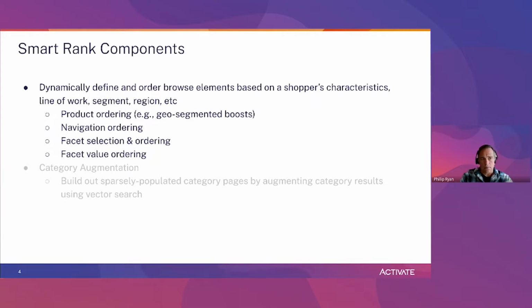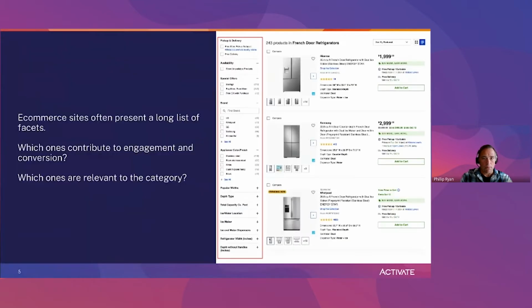But it goes beyond product order. What about the navigation elements that are most important? What about facets? Which ones are most useful as filters in this context? What about the facet values inside those given facets? There are a number of these different elements, and SmartRank takes advantage of user behavior data and dynamically adjusts so that the most important elements get the best visibility.